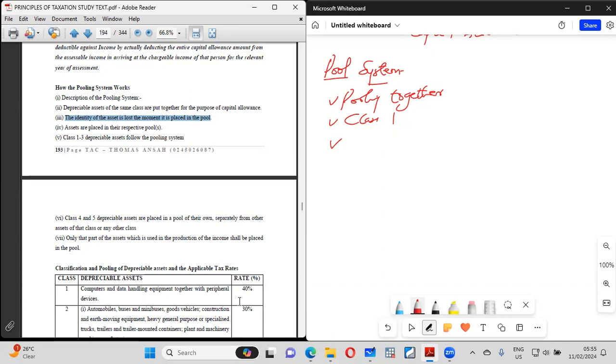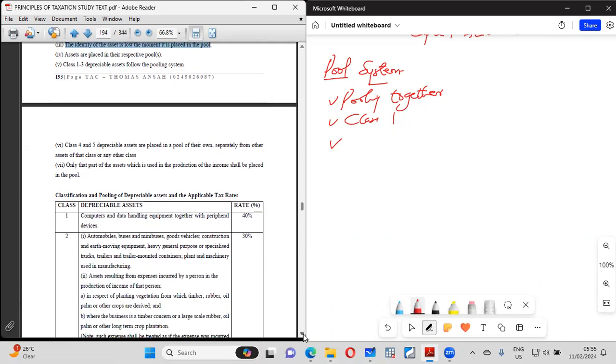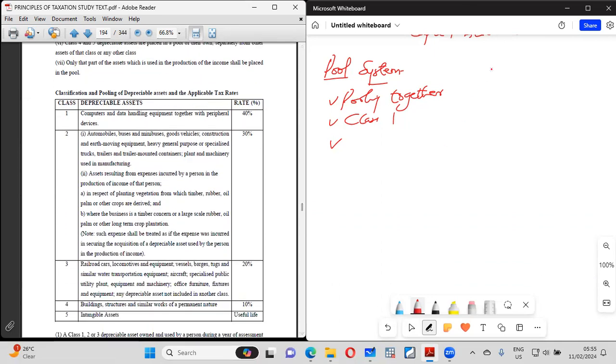Now, this is the law, the schedule, what the schedule has given us. We are looking at capital allowance, which is section 14 of Act 896. It's part of the allowable deductions, and we will look at it again in business income taxation, because we will be looking at all the expenses starting from section 10. Capital allowance is part of them. Now, these are the classes: class 1, class 2, class 3, class 4, and class 5. Class 1 assets are computer and data handling equipment.